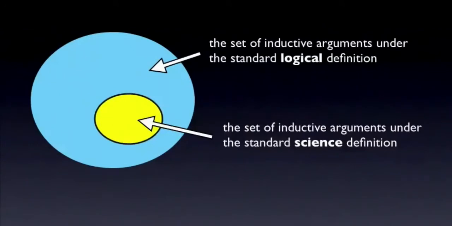But the relationship between the two definitions looks like this. The arguments that qualify as inductive under the standard science definition are a subset of the arguments that qualify as inductive under the standard logical definition. So from a logical point of view, there's no problem with calling an inference from the particular to the general an inductive argument, since all such arguments satisfy the basic logical definition. But scientists are sometimes confused when they see the term induction used to describe other forms of reasoning than the ones that they normally associate with inductive inferences. There shouldn't be any confusion as long as you keep the two senses in mind and distinguish them when it's appropriate.